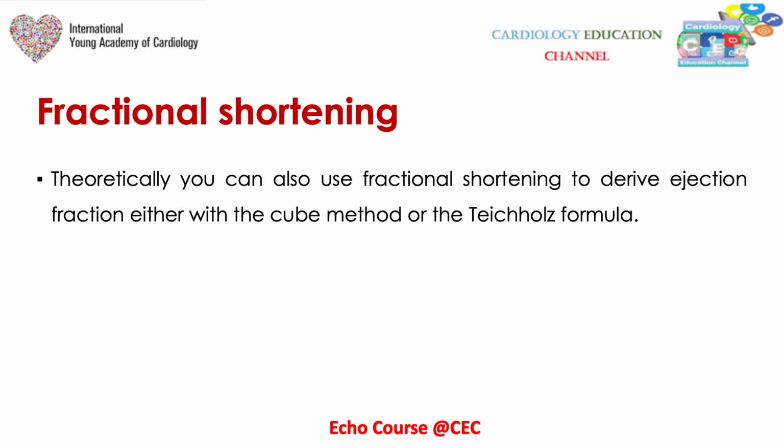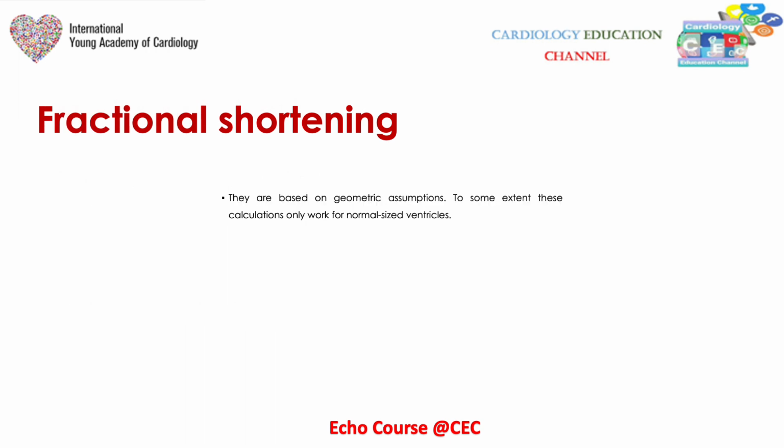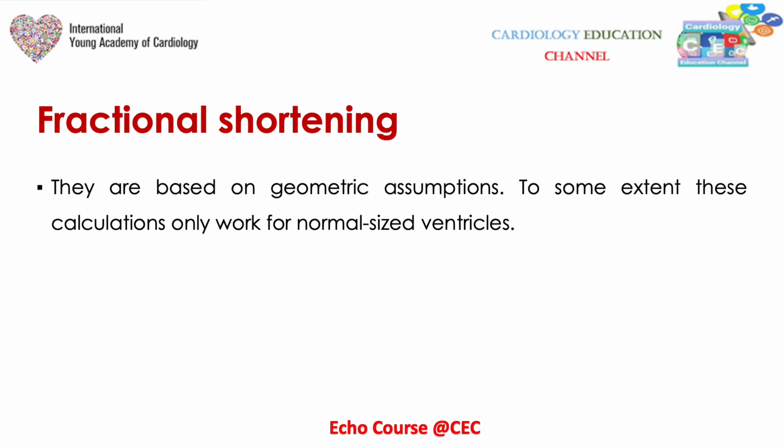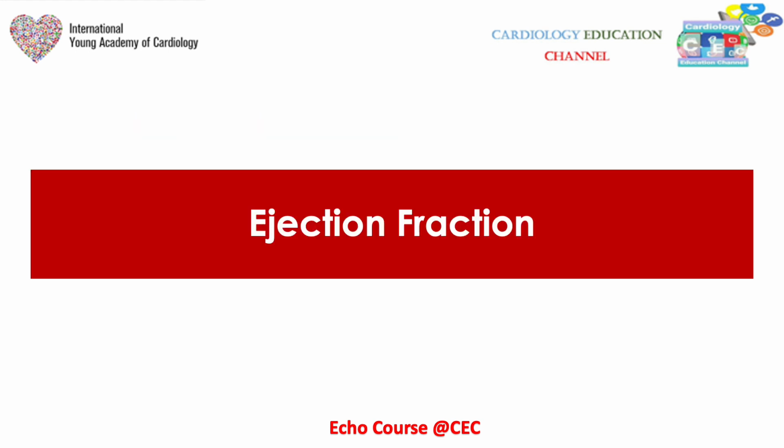So theoretically, you can also use fractional shortening to derive ejection fraction, either with the cube method or the Teichholz formula. These are old measures, and it's not recommended anymore to derive the ejection fraction from them. The Teichholz formula gives you a slightly better approximation of volumes. Fractional shortening is based on geometric assumptions, and to some extent, their calculation only works for normal-sized ventricles. If you wish to obtain a rough estimate of ejection fraction from fractional shortening, simply multiply the value of the fractional shortening by 2.